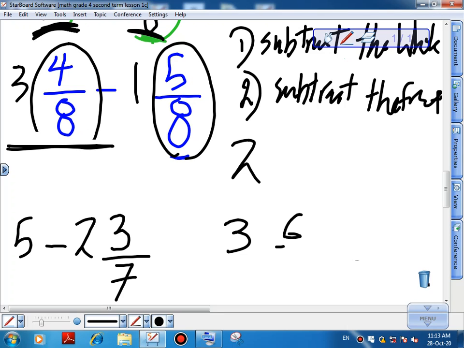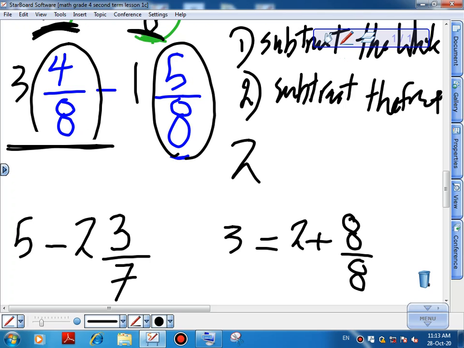3, 6/2, 12/4. Okay, we can put any number like this. Another way, if we have 3, we can write 3 like 2 plus 1, like this: 3 equals 2 plus 1. If we need to write 1, like this, 8 over 8. Is it wrong? No, it's true. 8 over 8 equals 1.